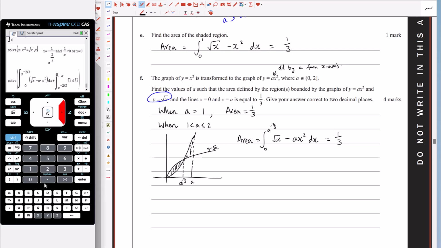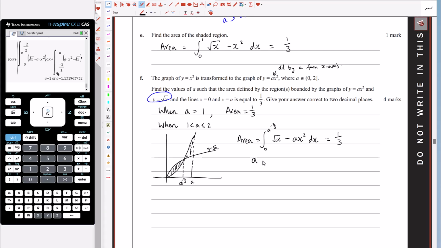of, in that case, the parabola is the top function, a times x squared minus the square root of x dx, and we want that whole thing to be equal to a third, and we want to solve that for a. And we want 2 decimal places, good.